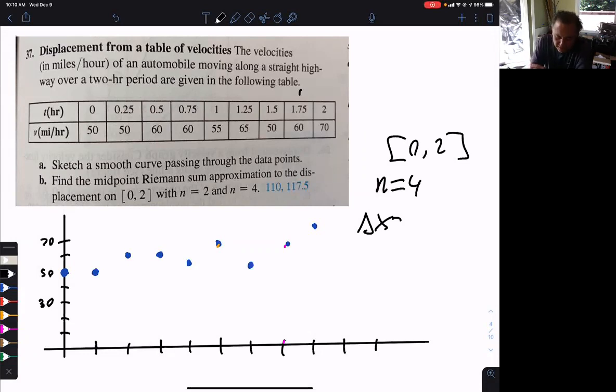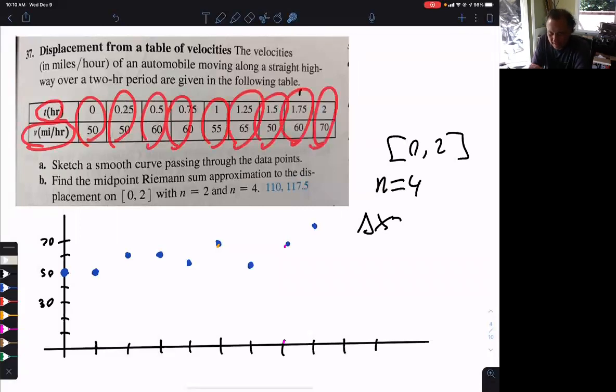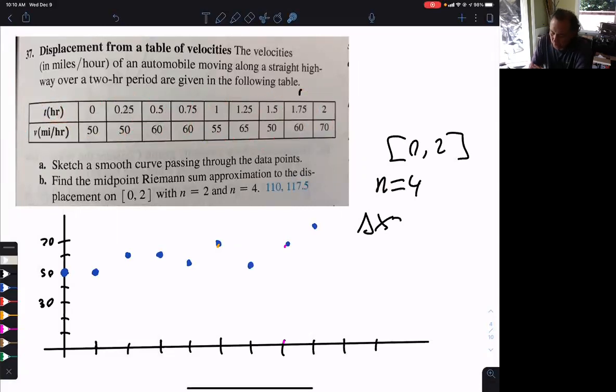But we are given the velocity in miles per hour and the time of this car at specific times. And then we know our intervals from 0 to 2, and they tell us 2 and 4. Well, I'm going to just do 4. I'm not going to do 2, because if you can do 4, you can do 2. I don't want to spend the time, and I want you to peek at the answer, so I'll hide that.